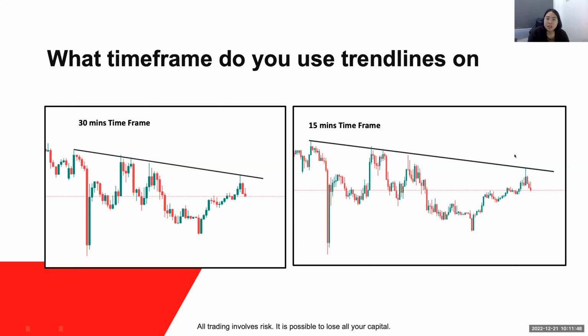Okay, so let's go through what we have just learned about the trend line. Number one, what is a trend line for? The trend line is used to identify trend. So it's either an uptrend or a downtrend.